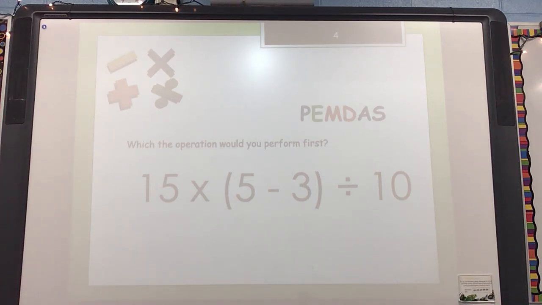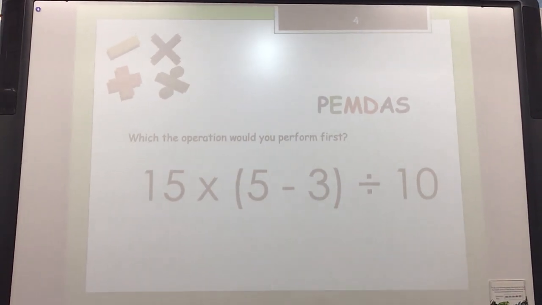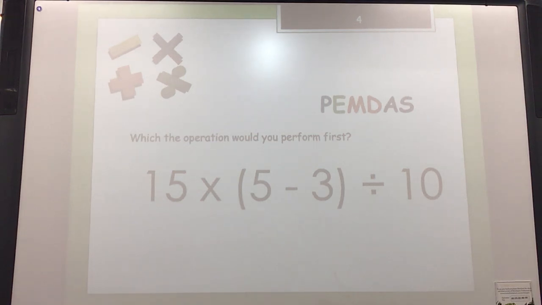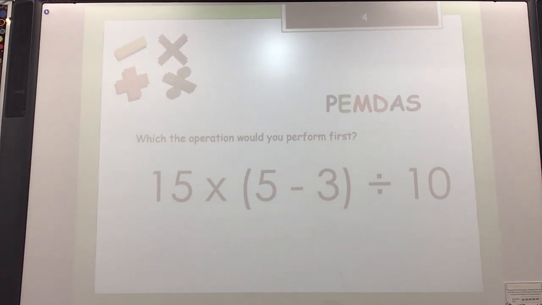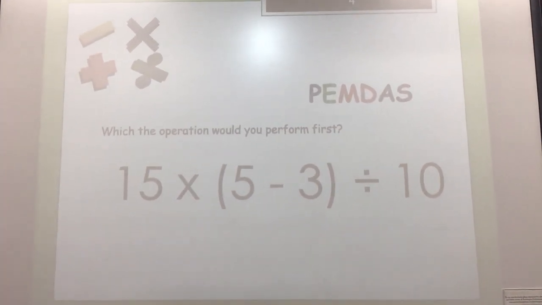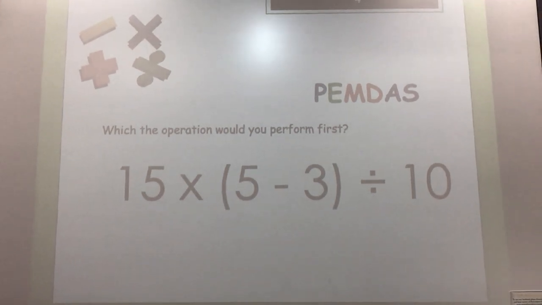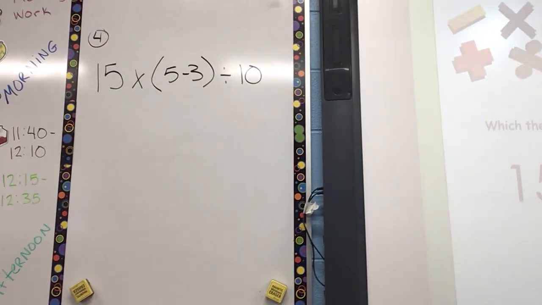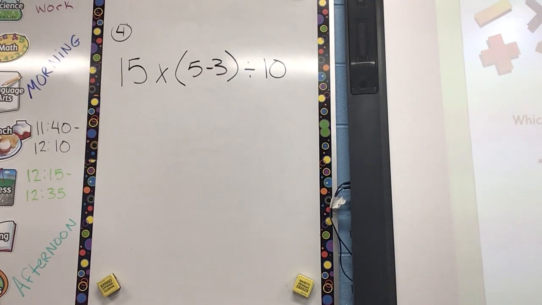All right, ladies and gentlemen, number 4. We have 15 times 5 minus 3 divided by 10, but we've got some computation in parentheses there in your math notebook, number 4. I'm going to write it up here too on my board so we can work through it together. Number 4. Use your help sheet that I gave you.